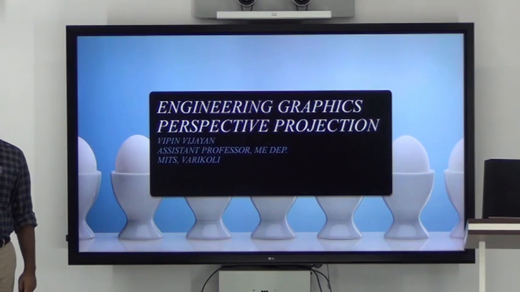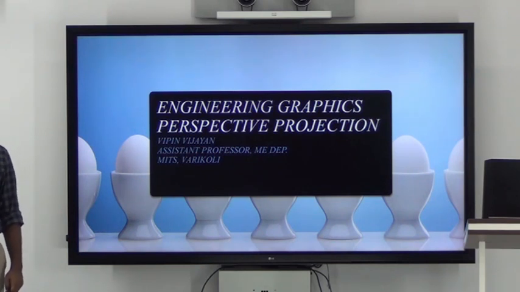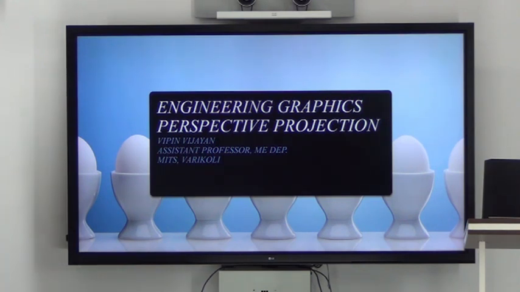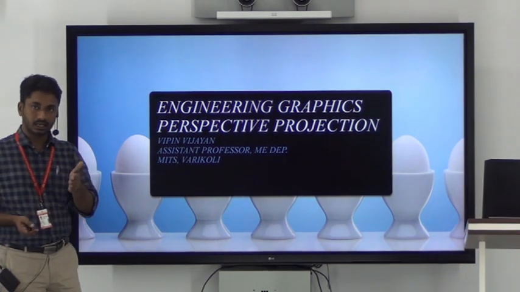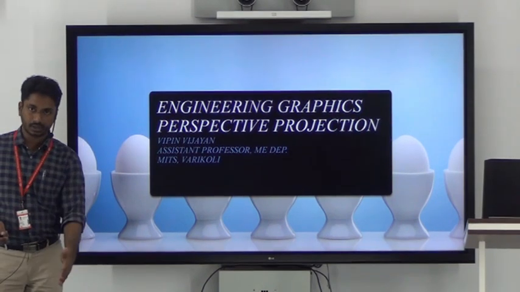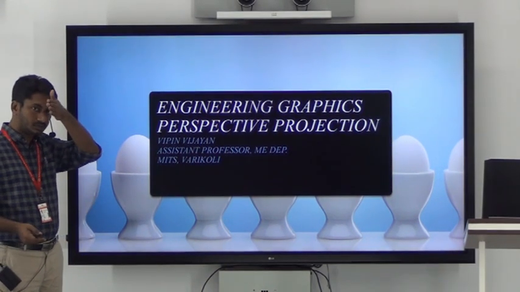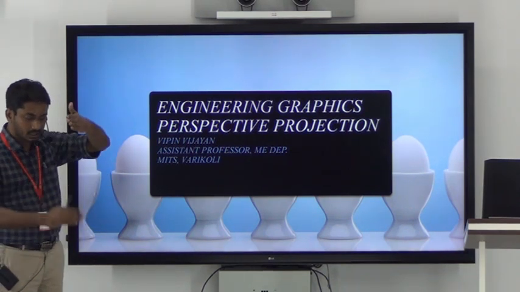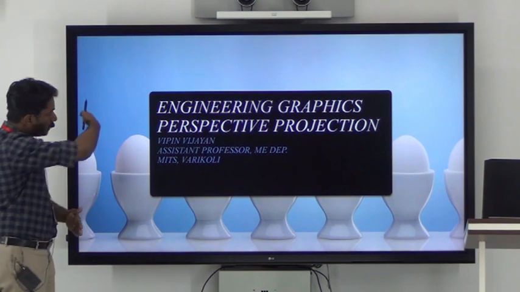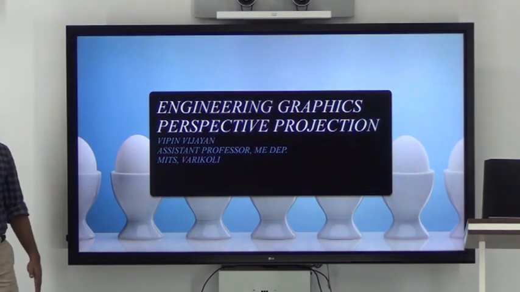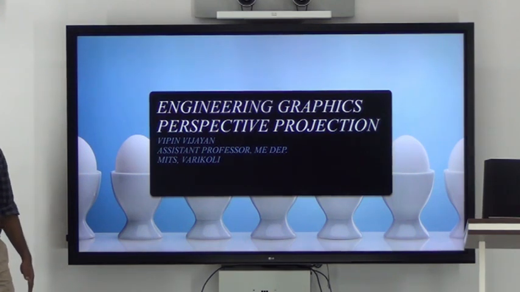Now the next one is auxiliary ground plane. Auxiliary ground plane means any plane which is parallel to the ground plane. And the last one is center plane. Center plane means it is a plane perpendicular to the picture plane and the ground plane and which passes through the observer's eye. So if you are having a plane like this, which is perpendicular to the ground plane and perpendicular to the picture plane, that plane is known as the center plane.